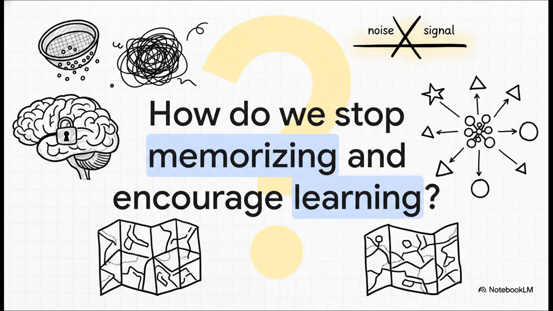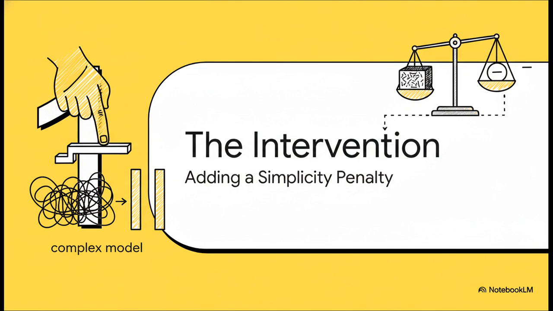Which, of course, leads to the big question. How do we stop our models from just being lazy memorizers and actually push them toward a real understanding? How do we get them to generalize? Well, the answer is, at least in concept, surprisingly simple. We intervene. We literally change the model's goals. We do that by adding a penalty for being too complex.